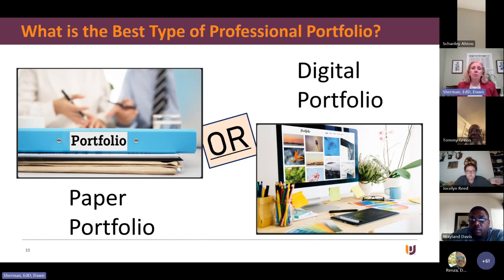And so I think a paper portfolio is more valuable because you can use it in an interview. A digital portfolio will rarely, rarely ever be used in an interview, but a paper one you can bring and seamlessly use in an interview and have control over it the whole time.